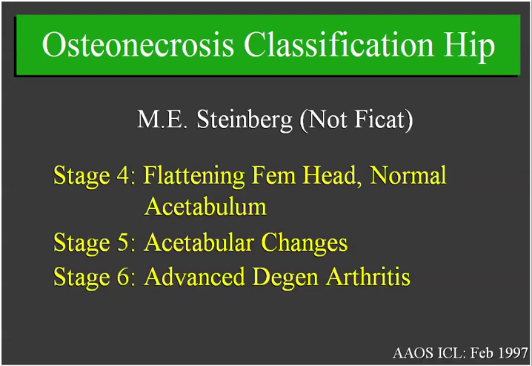So stage 4, you have flattening. Stage 5, there are acetabular changes. And 6 is advanced degenerative arthritis. But don't remember all that. Remember the concept. Stage 0, everything's negative. MRI, everything. Stage 6, everything's arthritic. And in the middle, you have the crescent sign. And that's what you really need to know.